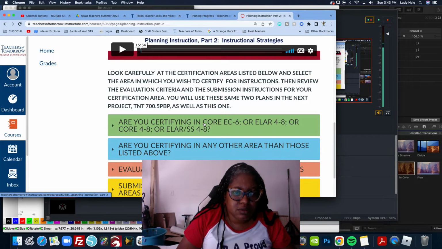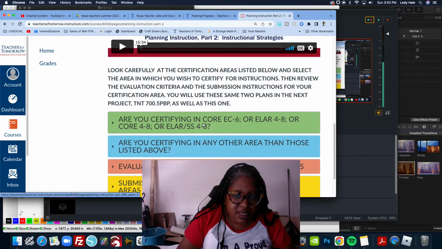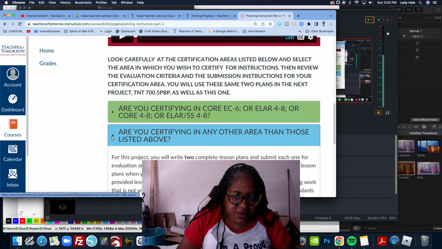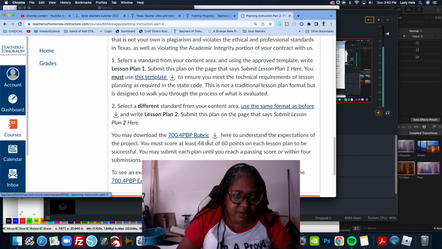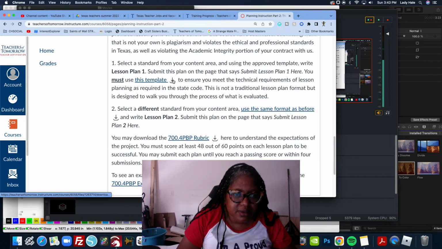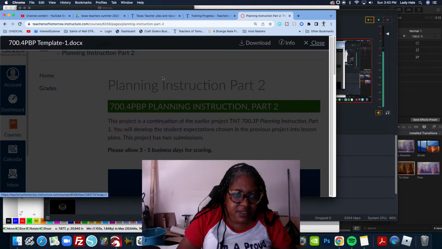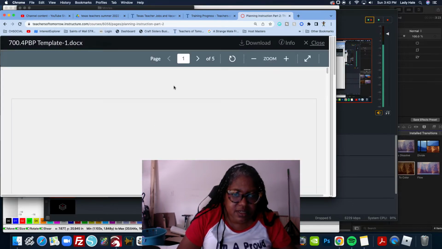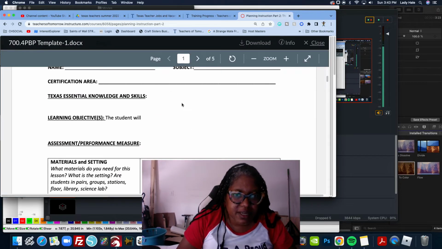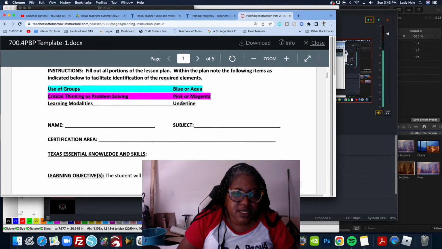But are you certified in any other area than those listed above? Yes. Okay, so here we go. If you are doing something other than the ones listed above, here is the format you're going to download. So this is what I did, right?